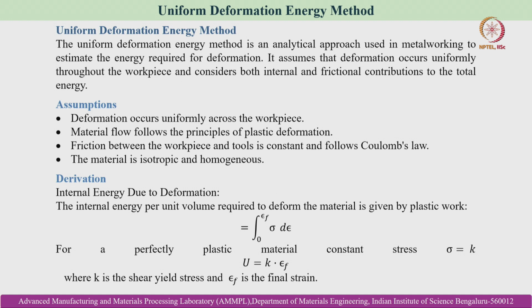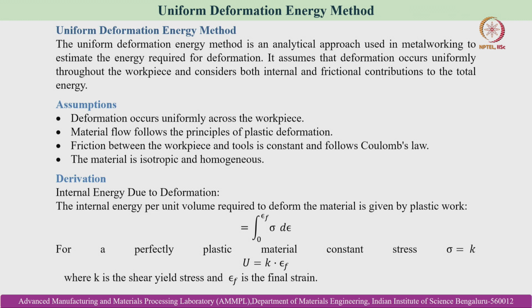Then we are moving into the uniform deformation energy method, which is another technique. It is an analytical approach used in metalworking to estimate the energy required for deformation. It assumes that deformation occurs uniformly throughout the workpiece and considers both internal and frictional contributions to the total energy. So, the assumptions are deformation occurs uniformly across the workpiece and material flow follows the principles of plastic deformation. The friction between the workpiece and tools is constant and follows Coulomb's law, and the material is isotropic and homogeneous. So, what is the derivation?